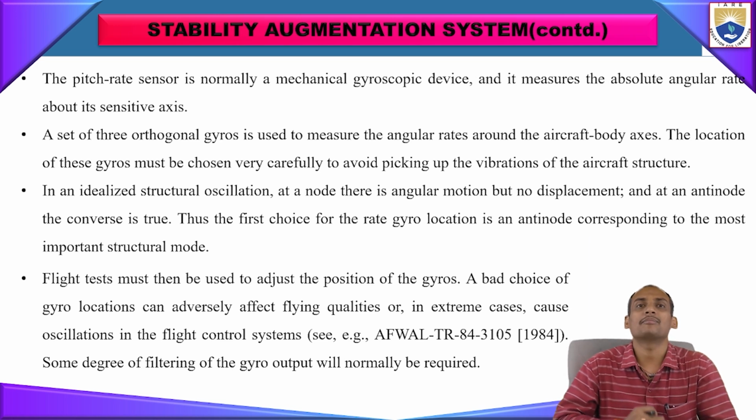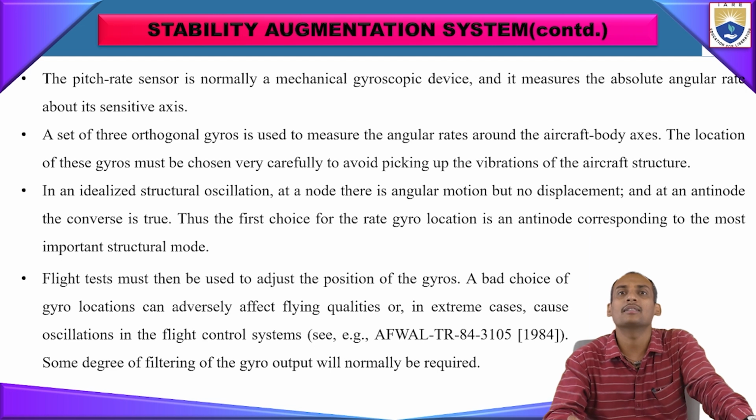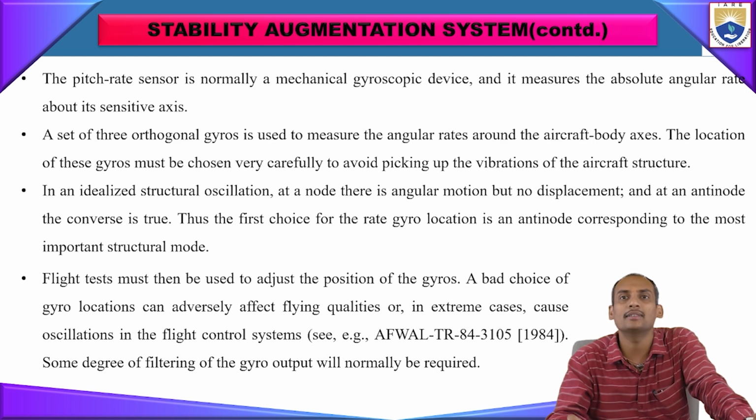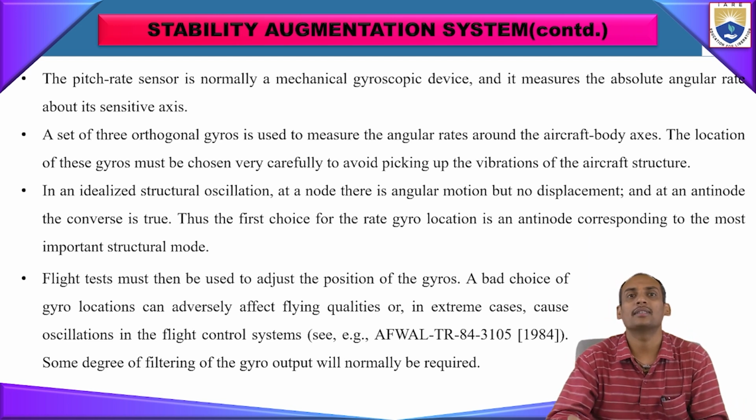So for a structural oscillation, the first choice for rate gyro location is an anti-node corresponding to its most important structural mode only. Then a flight test must be used to adjust the position of the gyros. A bad choice of gyros, if you are not careful in selecting them, adversely affects the flying qualities, and in extreme cases causes oscillations in flight control systems also.